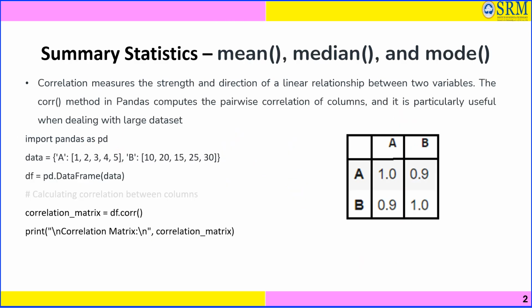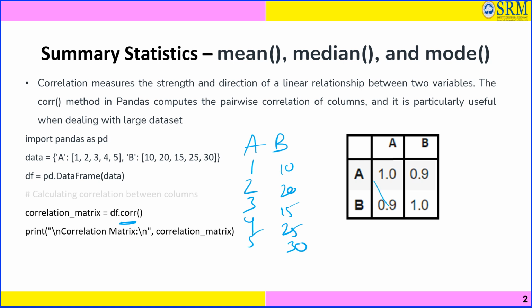Okay, and the next one is correlation. Here the data is A and B: 1, 2, 3, 4, 5, and then here 10, 20, 15, 25 and 30. Here I need to find out the relationship between these two. For that purpose I have to use df.corr. It has many methods like the Spearman method. So the method is applied and then the correlation matrix is found.